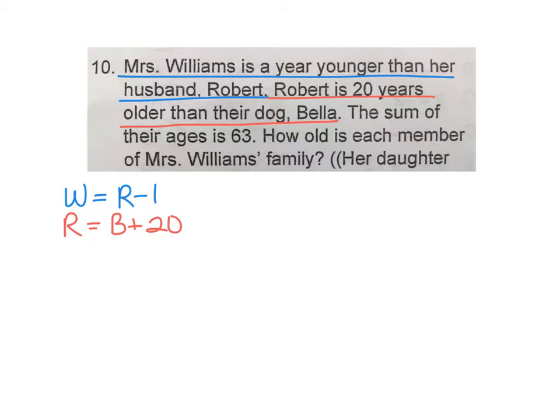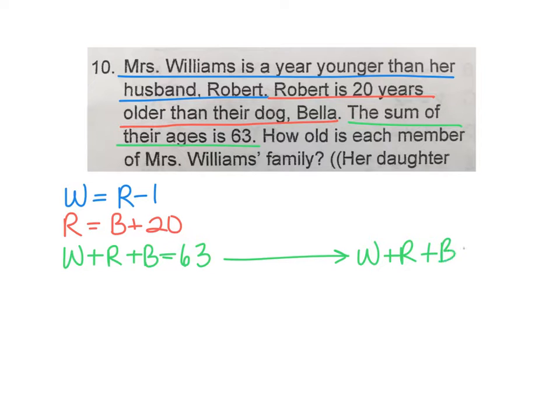The sum of their ages is 63. Miss Williams plus Robert plus Bella equals 63. How old is each member of the family? This right here is a system, so what we're trying to do is set it up so that we can use a matrix to solve it. Our last equation is already in a good format. W plus R plus B equals 63. That's kind of the format that we want.